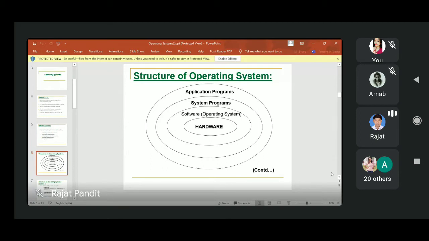Now you see the structure of the operating system. At the core there is the hardware, and above that hardware there is software, that is the operating system, and then there is system programming, and in front of the user there is application software. So: application software, system software, then the operating system, and hardware. There is a link between the hardware and the operating system.